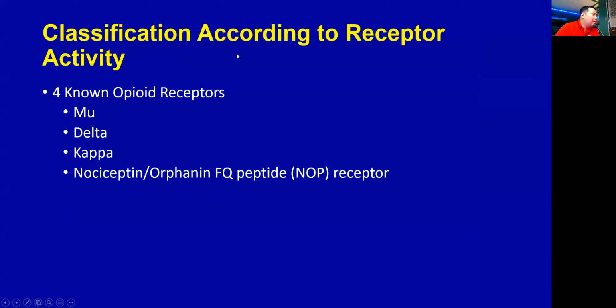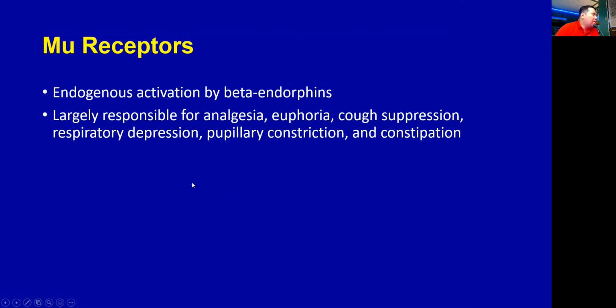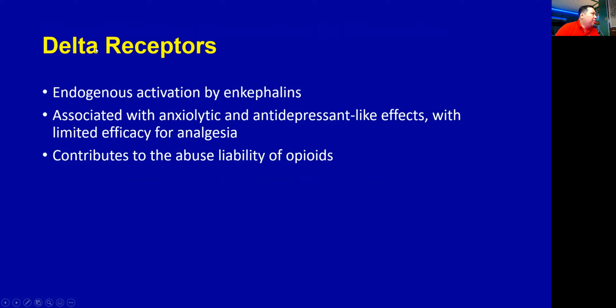We also classify opioids by their activity in the opioid receptors, because they have different functions. Mu receptors are endogenously activated by beta endorphins, and this is largely responsible for the pain relieving effects of opioid compounds, the euphoria, the cough suppression, the respiratory depression, the pupillary constriction, and constipation. The delta receptors, endogenously activated by enkephalins, are associated with the anxiolytic and antidepressant-like effects of opioids.